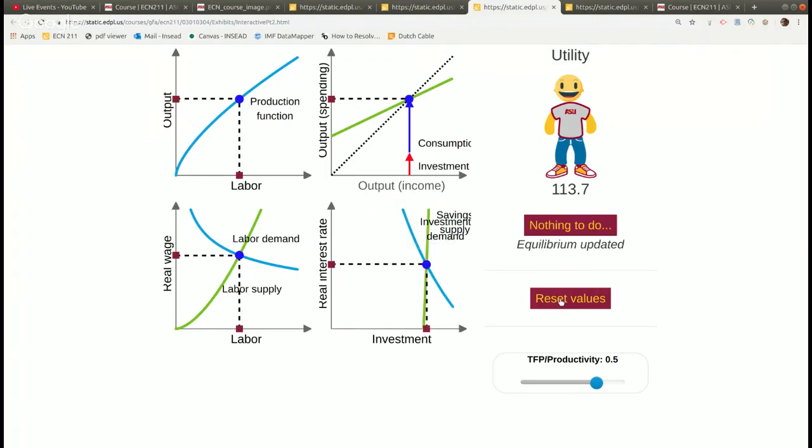What happens to the real interest rate is not super obvious because both curves shift, but it turns out that the real interest rate goes up a little.